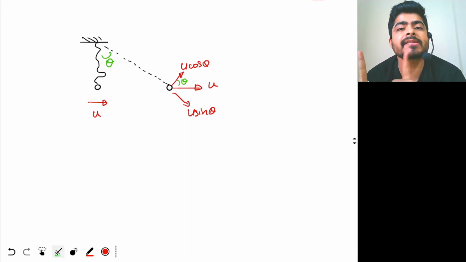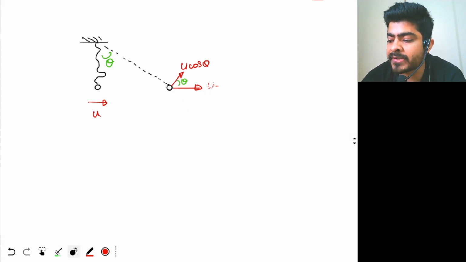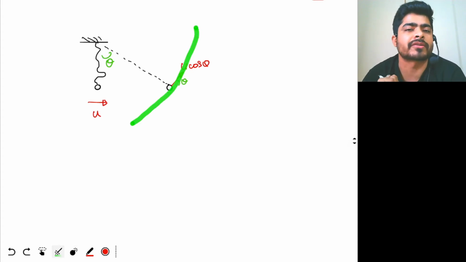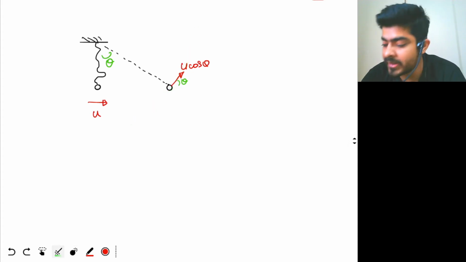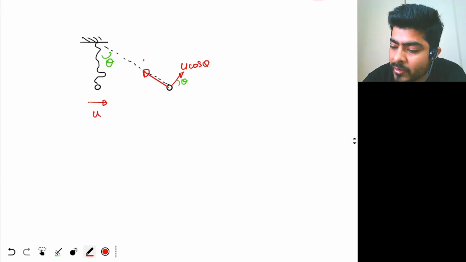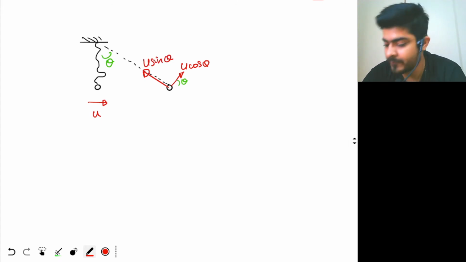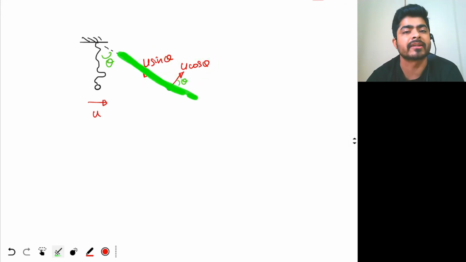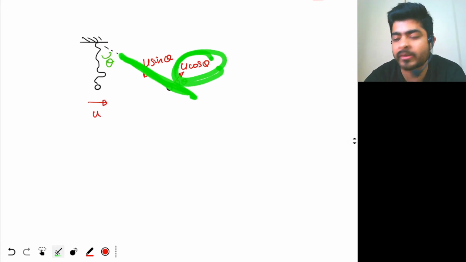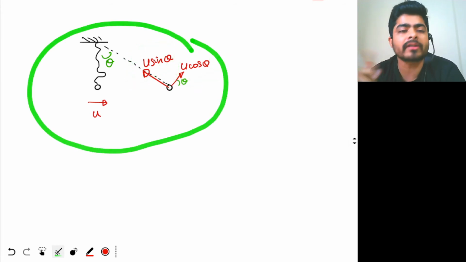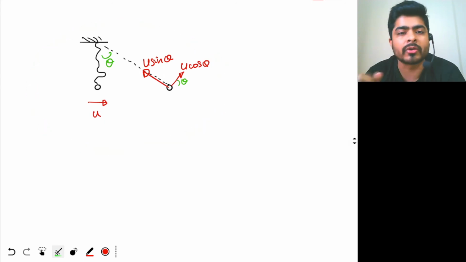If the string is inelastic, this component of velocity immediately becomes zero, and the ball will start going perpendicular to the rope in a circular motion. But if the cord is elastic, then the component of velocity along the length of the string will change its direction. This will not change, but u sin theta will change because the string is applying impulse in this direction. So this component remains unchanged while this component will change its direction. So this is what the cord in our question will actually be doing to the disc.